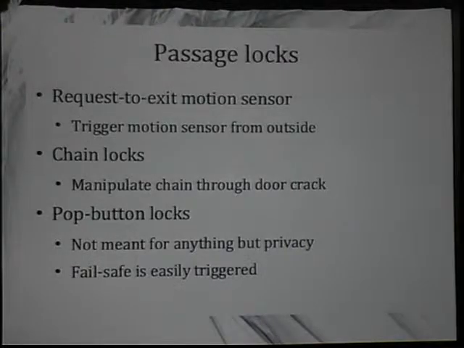So there's a whole class of locks called passage locks. Now, passage locks are different from most locks in that they can only be locked and unlocked from one side, unless there's a fail-safe in the case of pop-button locks. Pop-button locks, by that I mean the kind where you push the button in and then when you jiggle the doorknob, it unlocks itself, or there's a hole on the other side where you can stick a screwdriver in and it opens up and you can scare the person who's in the bathroom, because really, I don't know if you're using this for anything except a bathroom. I don't know what you're doing in security.